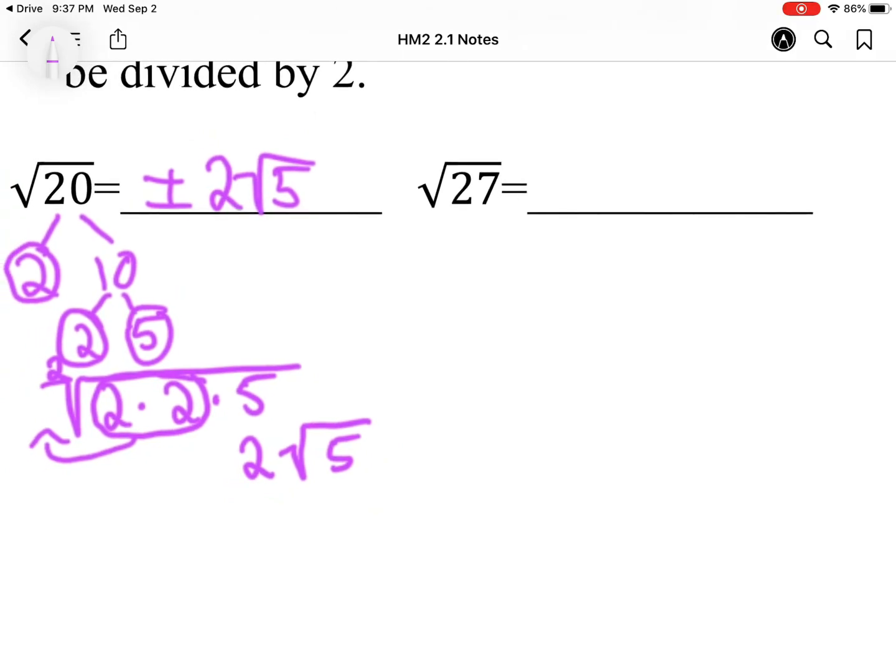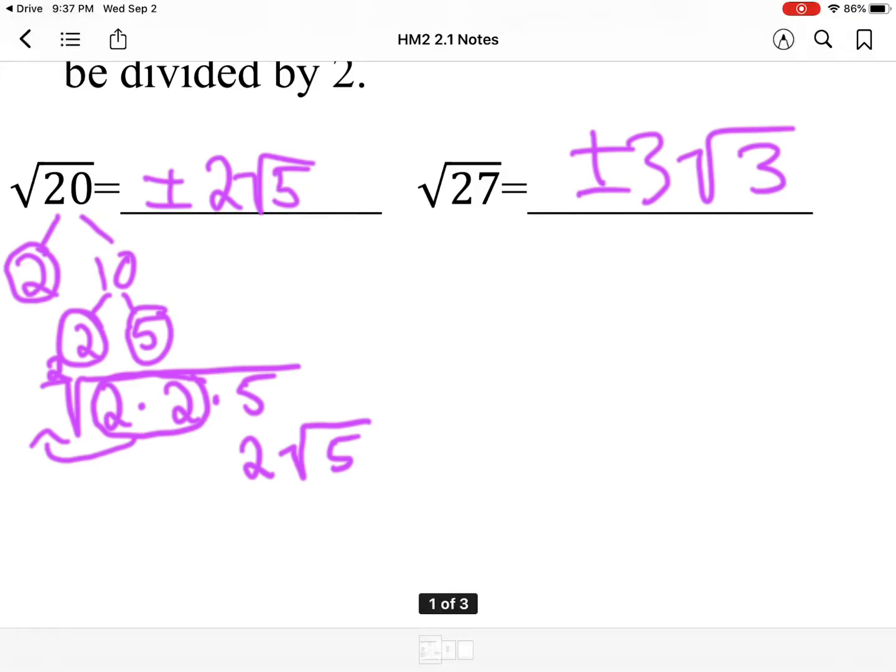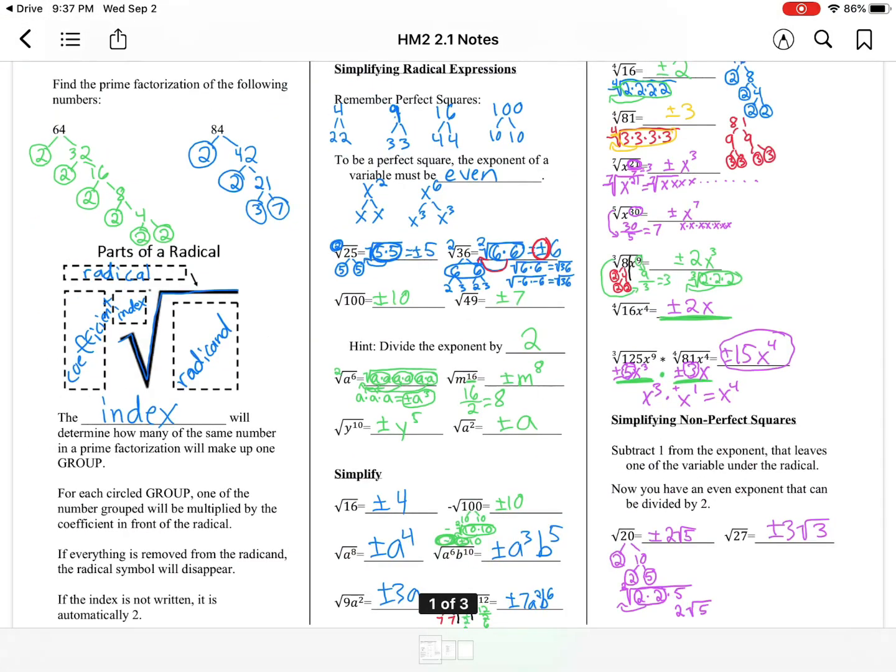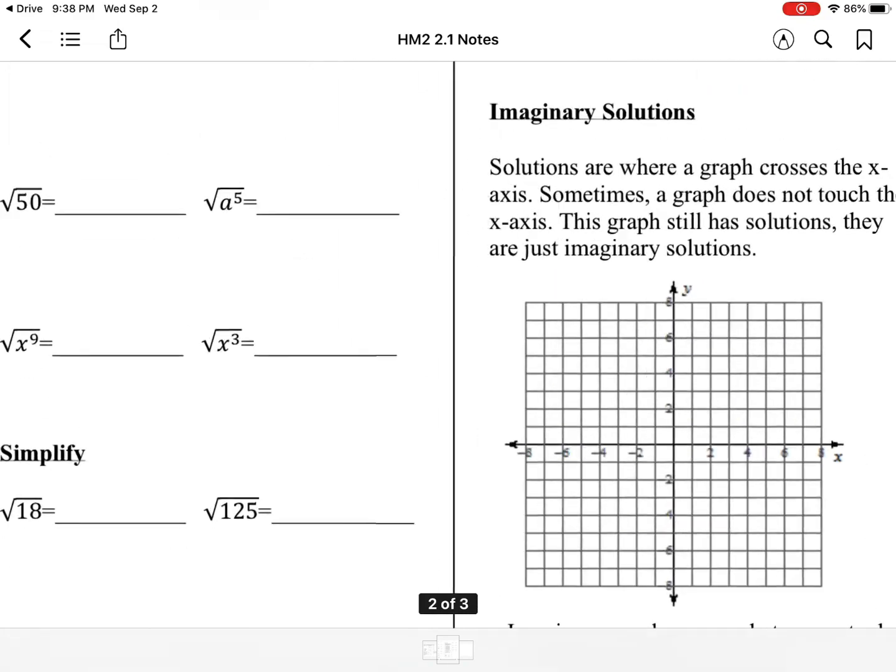So pause the video and see if you can do the square root of 27. The answer should be plus or minus 3 times the square root of 3. Again, if you have questions, you can always pause the video and email me, or just take note and ask your question during the live video or the live classes.